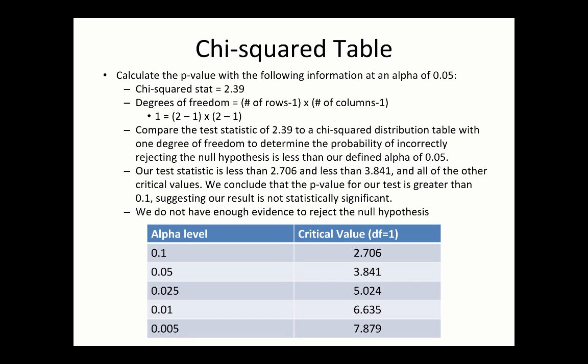If we had calculated a test value greater than 3.841, we would have achieved statistical significance. Based on this test, we do not have enough evidence to reject the null hypothesis. We must conclude that there is no evidence that the two variables are not independent.